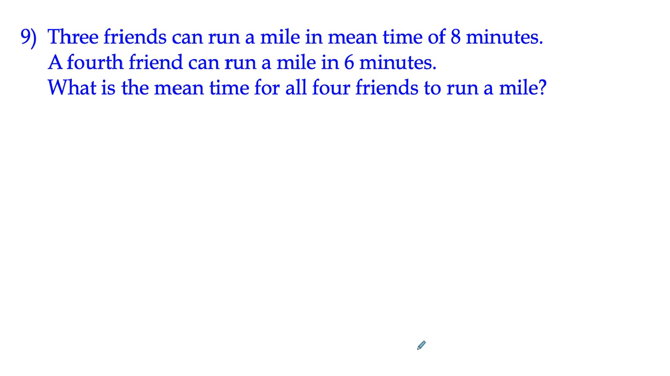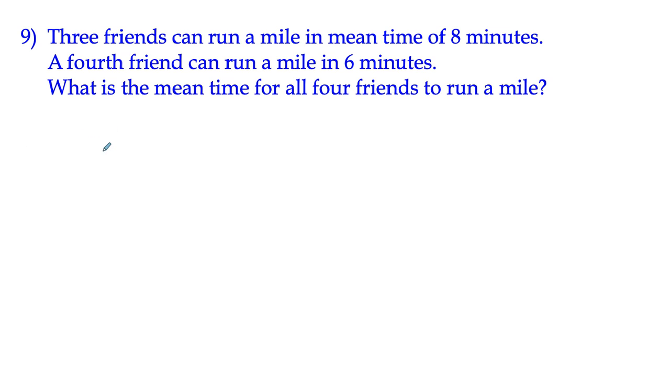What's the mean time for all 4 friends to run a mile? So, the average of 3 is 8 minutes. If we included the 4th, what would happen to that mean time of 8? Well, because the 4th one is 6, it means the average overall is going to go down, which is fine.